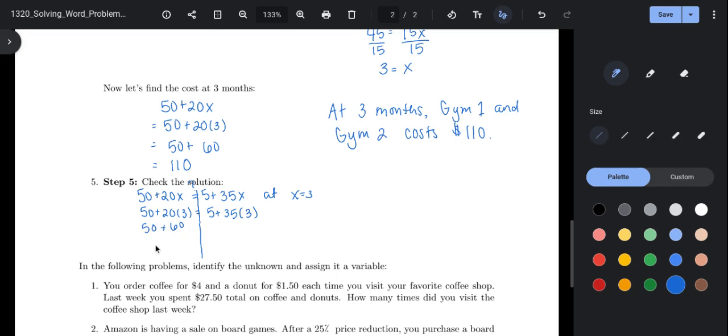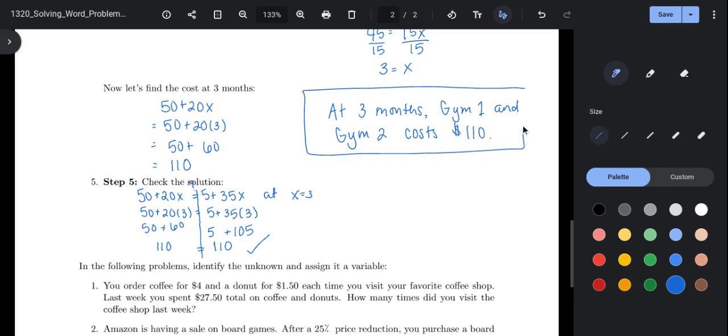Doing our addition, we get 50 plus 60 is 110. On the right-hand side, we have 5 plus 35 times 3. Well, 35 times 3 is 105. We add our 5 and we get 110. So these are, in fact, equal at x equals 3. So now, in the original problem, since we're asked, are the costs the same at 3 months, which is what we had found, and they are. They're both $110. So we have found the correct value.